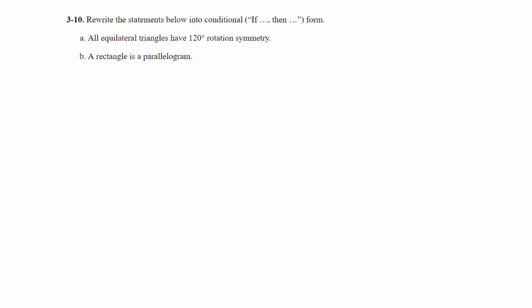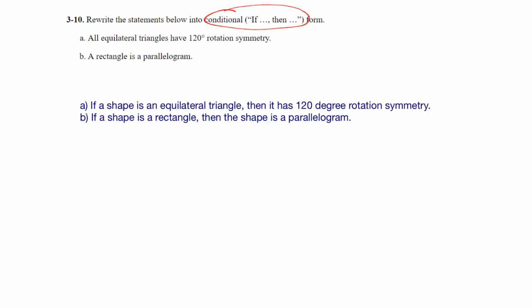On part B, a rectangle is a parallelogram. So once again, if we're going to do if-then, then we'll say if a shape is a rectangle, then the shape is a parallelogram. So once again, just continuing to work on those conditional if-then statements. And so once again, those are the two statements below, turning the statements A and B into conditional if-then statements.